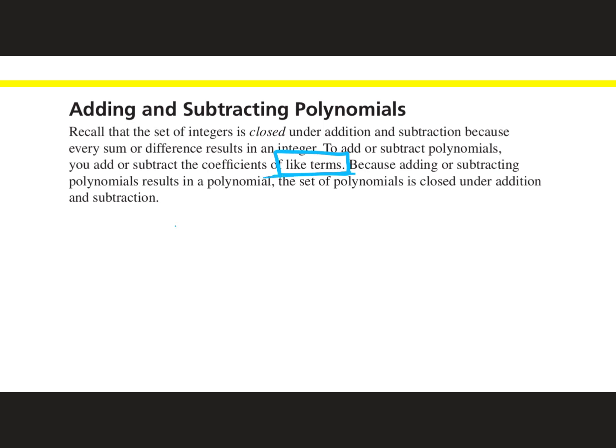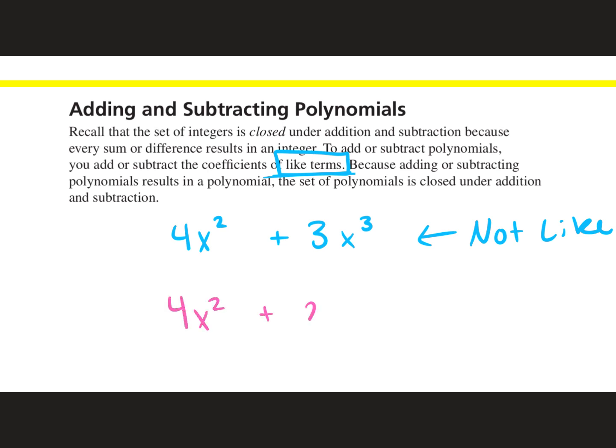So if I had 4x squared and 3x cubed, could I add these together? No, because these are not like. What if I had 4x squared plus 2x squared? Could I add these together? Yes. So what would they add to? 6x squared. Awesome. We add the coefficients together. The variable part stays the same.